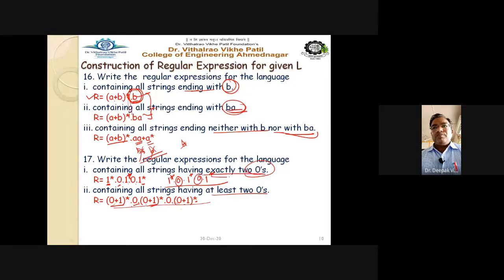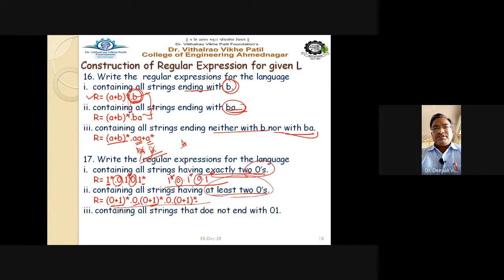That's why at least 2 zeros means minimum 2 are there. And exactly 2 means what? Exactly 2 zeros, not more than 2. The number 2 is fixed here. Two zeros are sufficient, not required more than 2. That's why it is exactly 2. And at least 2 means a minimum of 2 zeros is possible, and more, it can have any number.